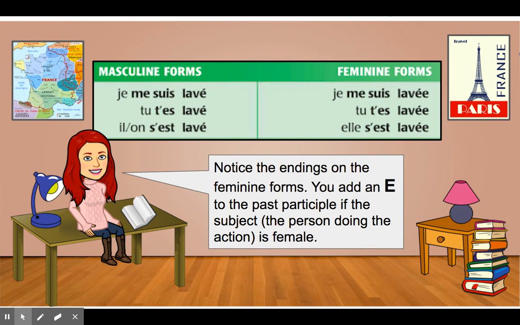Notice as you're copying that there are endings on the feminine forms. Whenever you're talking with a reflexive verb in the past tense about a female, you put an E on the past participle. Now you're saying to me, how am I going to remember to do that? Don't worry, because you're going to practice it a lot and you're going to remember.